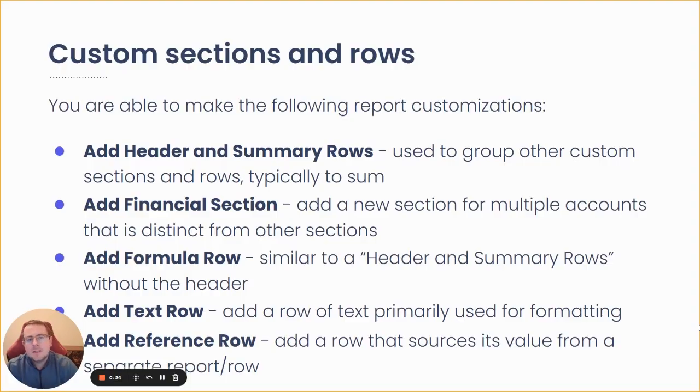The next customization option is to add a financial section to your report. That's typically used to group a number of GL accounts together and set them up in a section that is distinct from other areas of your report. Next, you can add a financial row to your report. It's similar to the header and summary row section. You can add a formula there as well. In this case, it does not include the header section.